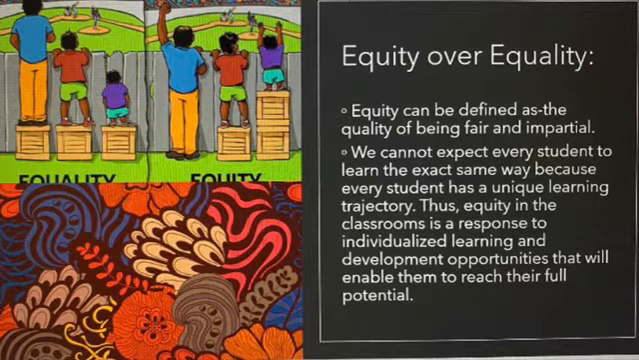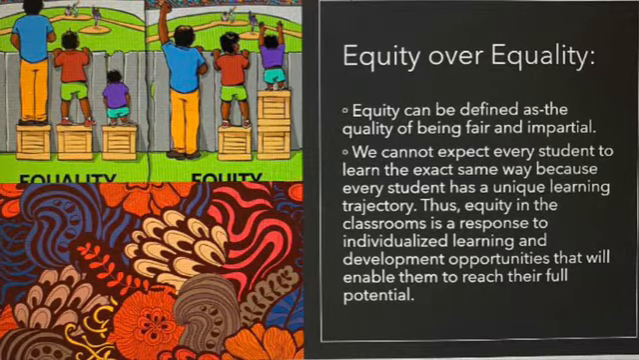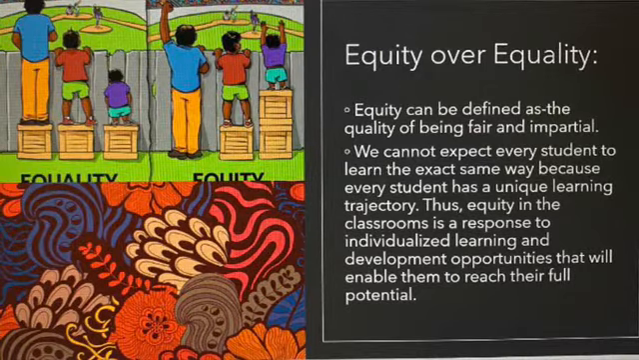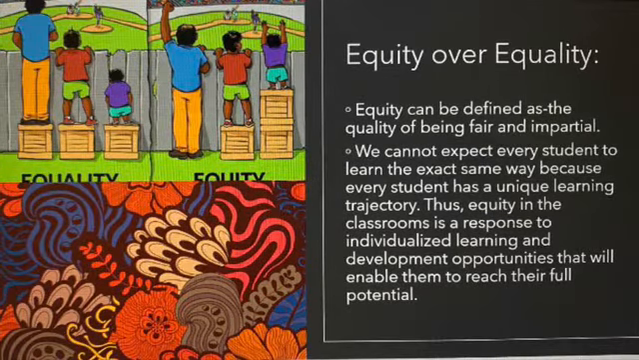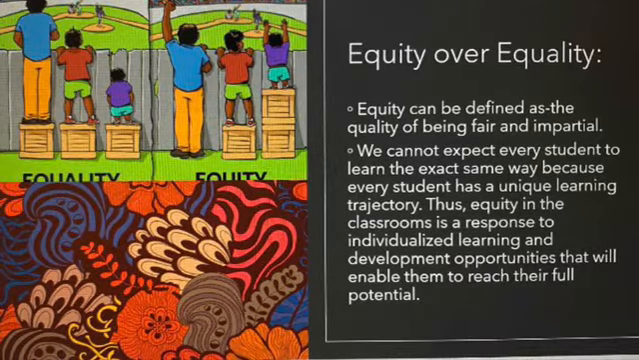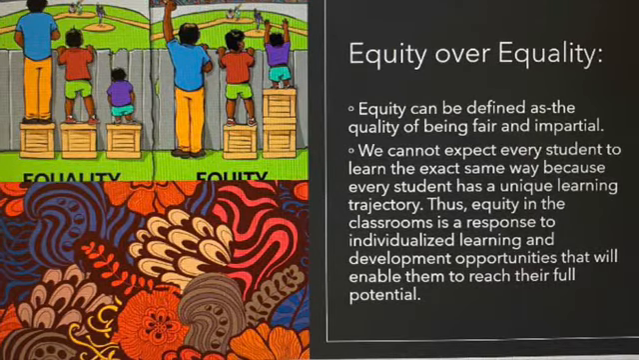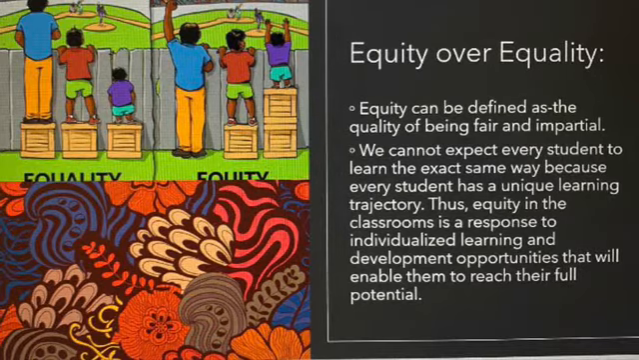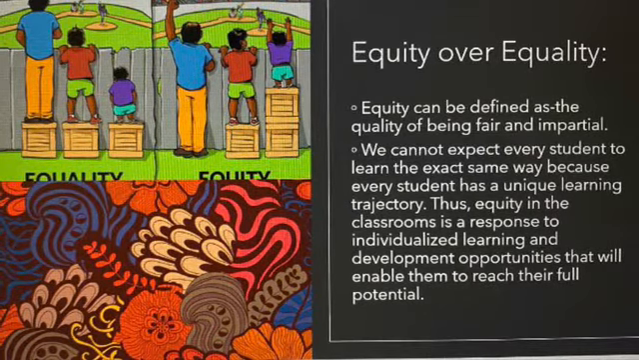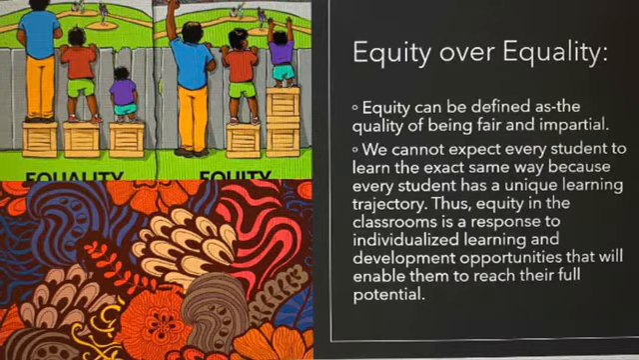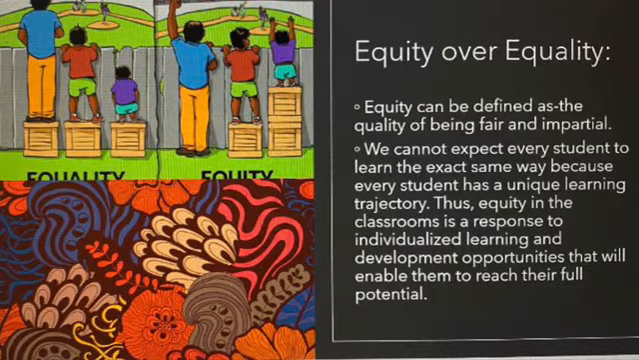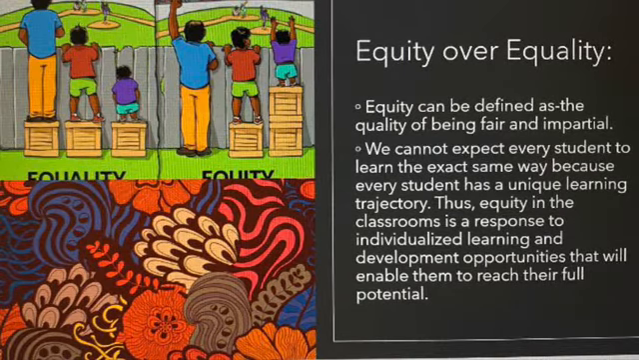Just for a short review on why we focus on equity over equality when it comes to individual students' needs. Equity can be defined as the quality of being fair and impartial. We cannot expect every student to learn the exact same way because every student has a unique learning trajectory. Thus, equity in the classroom is a response to individualized learning and development opportunities that will enable young children to reach their full potential. The image I included on the slide is a perfect visual representation for explaining how equality sometimes is not enough when working with a diverse group of students.